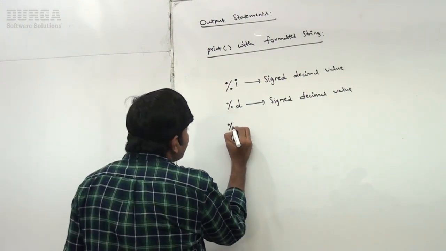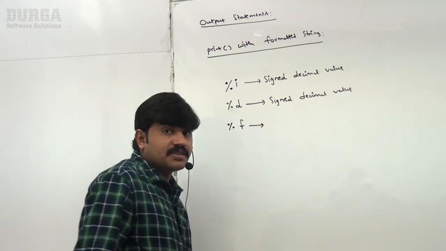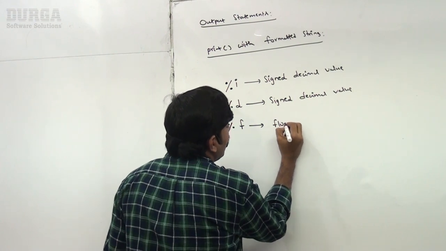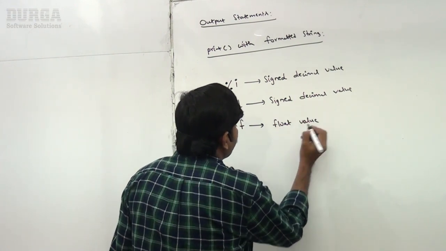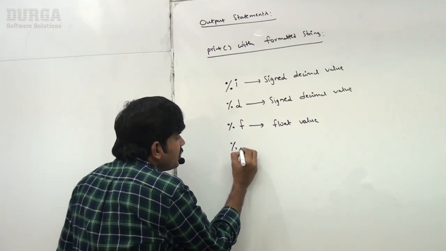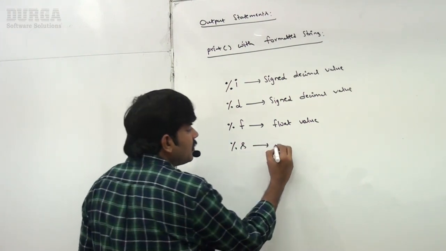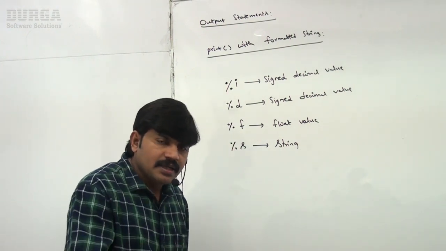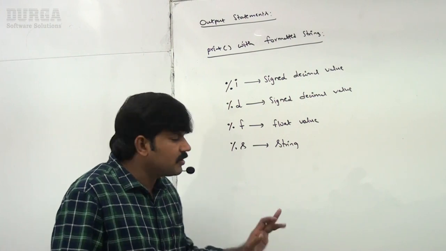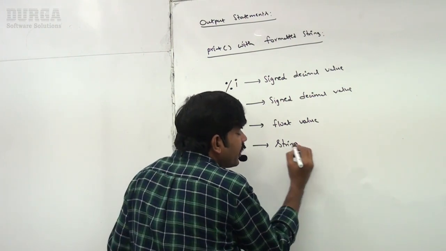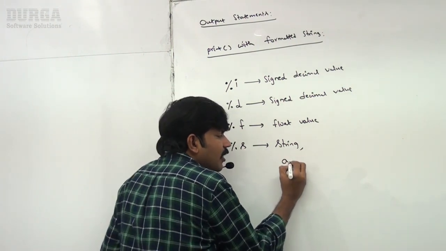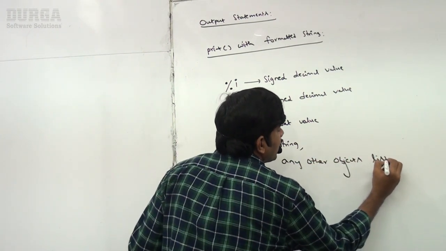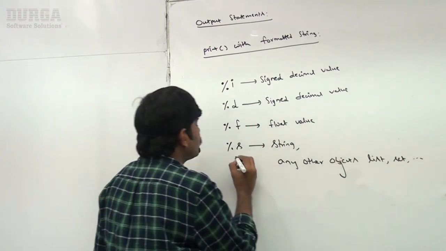Next, %f means signed float value or floating point value. It is the float value. Next, %s means string type. If any other objects, they are internally converted to str type. This is for normal strings, and even for any other objects, like list, set, happily we can use this %s.